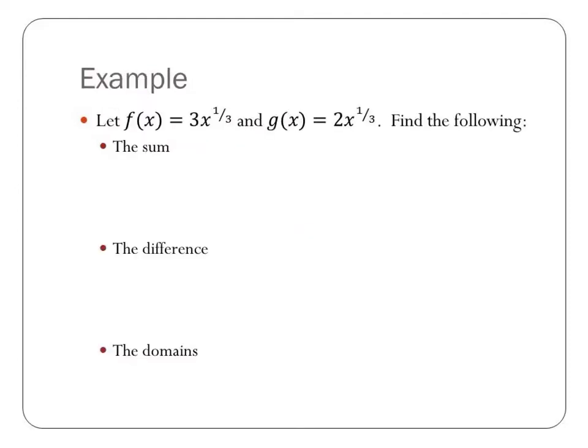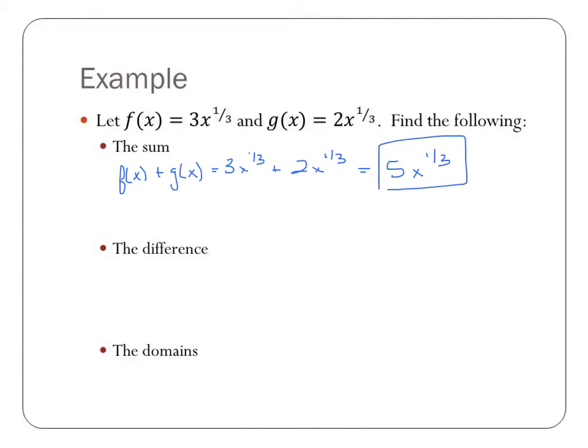The first thing we're going to do is go back to those basic operations of functions. Here I have two functions, f of x and g of x, and the first thing we want to do is find the sum. The sum, if you wrote it out, would be f of x plus g of x. And if we did a little bit of substitution, that's 3x to the 1/3 plus 2x to the 1/3. If we add those together, we get 5x to the 1/3. So there is the sum of them.